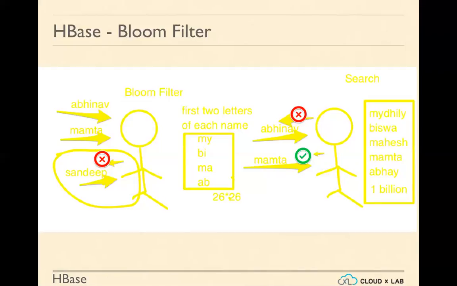So a Bloom filter keeps a smaller list, right? How many names can there be with two characters? How many maximum records could there be if there are just two letters? How many names can be made out of just two letters? Yes, maximum.